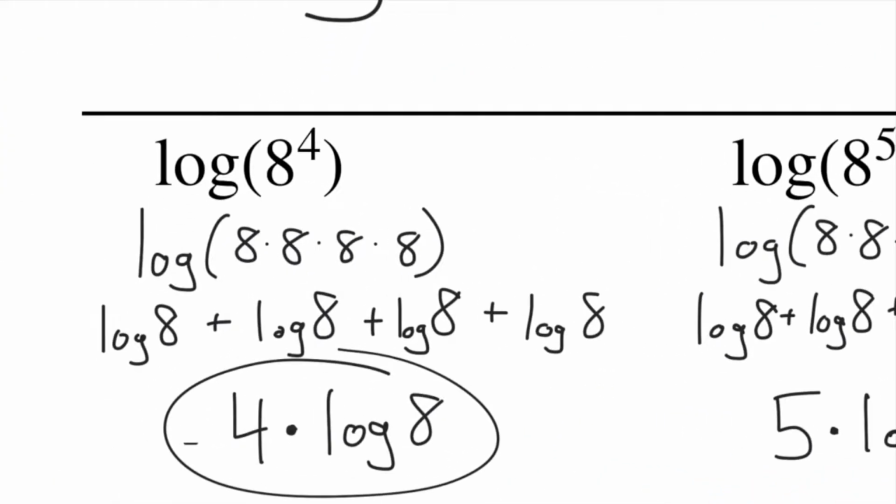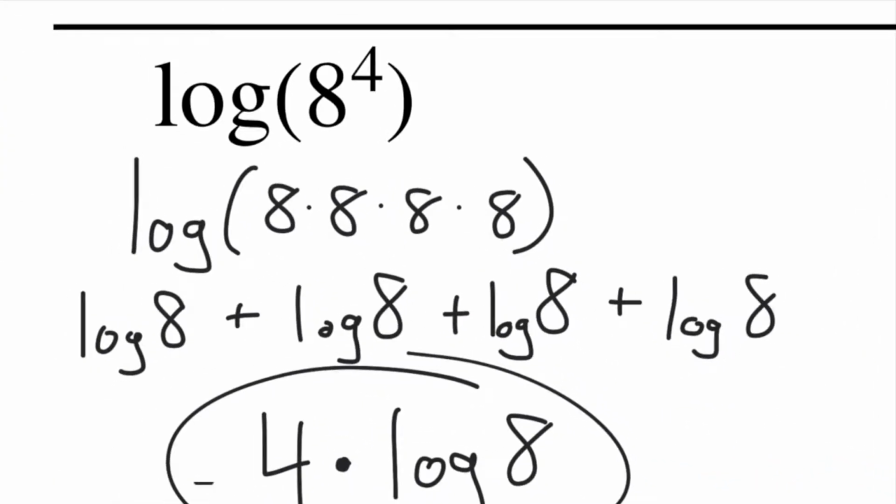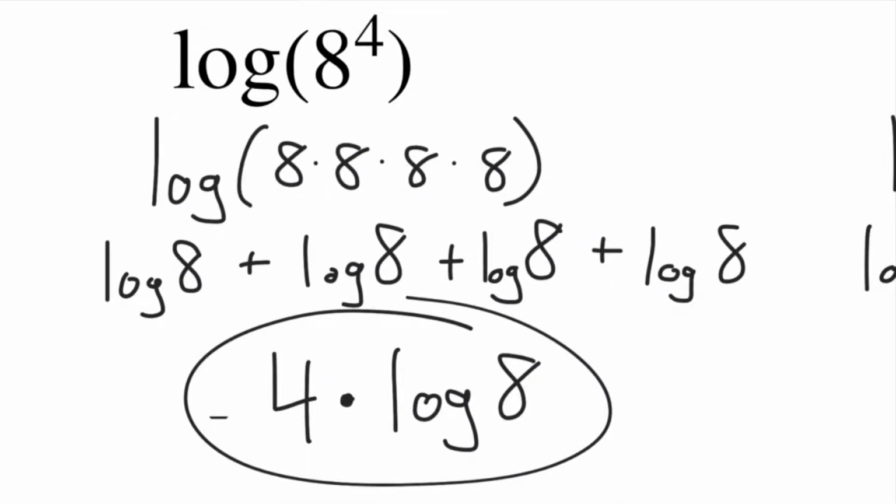Okay, so let me show you some more properties. Check this out. If we try to figure out what log of 8 to the 4th would be, well, we don't really yet know how to deal with exponents on the inside of a logarithm. So let's just change the exponent into multiplication. We know how to deal with multiplication on the inside of a logarithmic function.